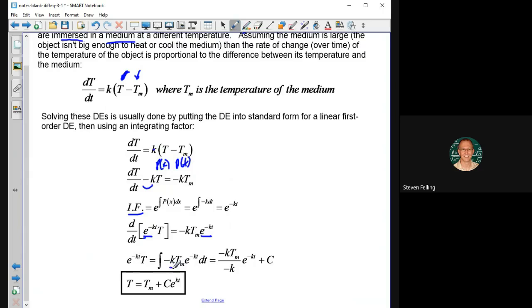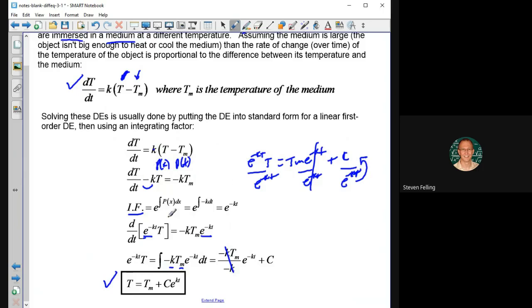So this k and this Tm are constants, so they come outside. The antiderivative here is just the copy, e to the negative kt divided by the constant negative k. So this will cancel out. And then at this point, you have e to the negative kt times T equals Tm e to the negative kt plus C. So if you divide now both sides by this e to the negative kt, this cancels, and so you're left just with Tm plus C, and then if I move this to the top of the fraction, it becomes e to the positive kt. So this is the solution format for a Newton's law of warming or cooling problem.